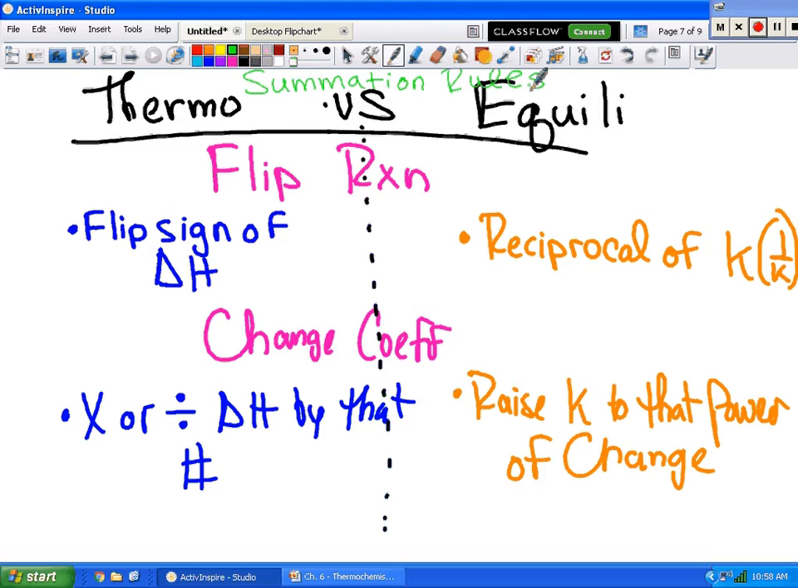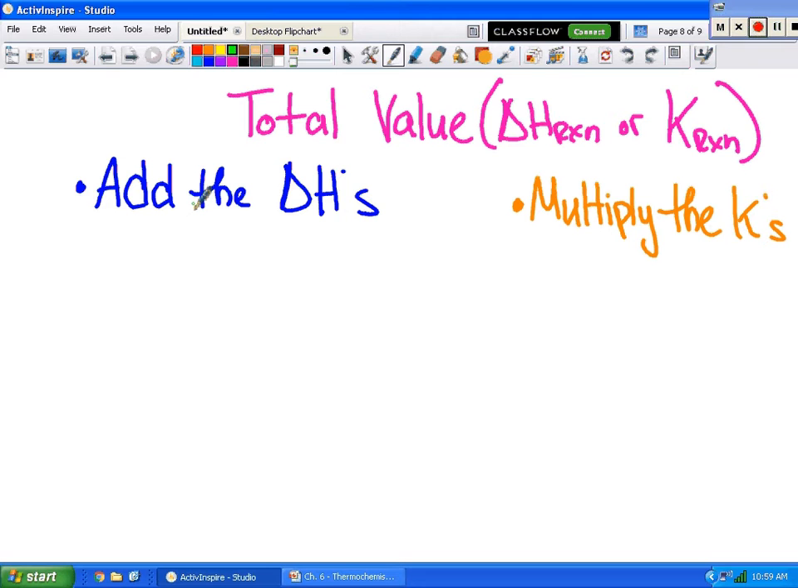So if you flip the reaction, what do you do to the sign of delta H? Flip the sign. So it can go from endo to exo or vice versa. If you change the coefficients, how do you affect delta H? Multiply or divide, okay? And then finally, what happens if you need the total value of the delta H? You add them all up. And this is different if you need the total K because you multiply the K's. And so there are some differences.